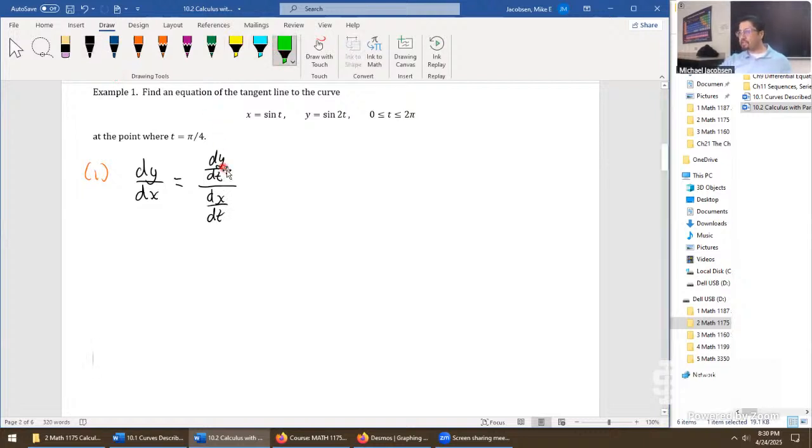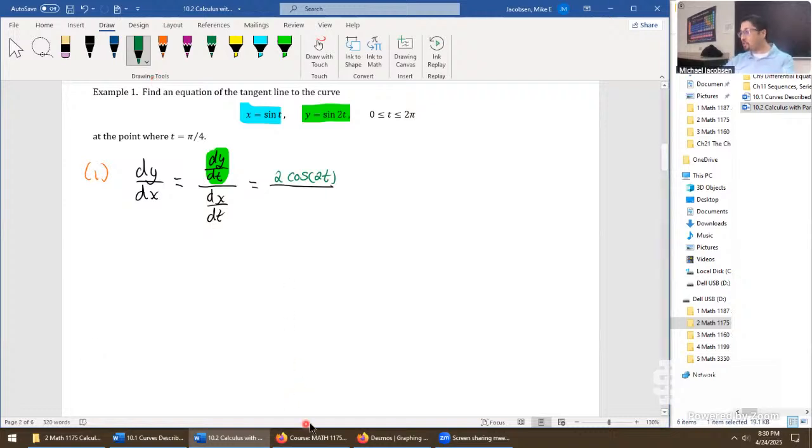So even though the formula looks like it's kind of a pain, it's really not too bad. You just differentiate that as a variable of t, put it in the numerator, and same thing with x, put that in the denominator. So this becomes, this derivative here, we just mind the chain rule, it's 2 cosine 2t.